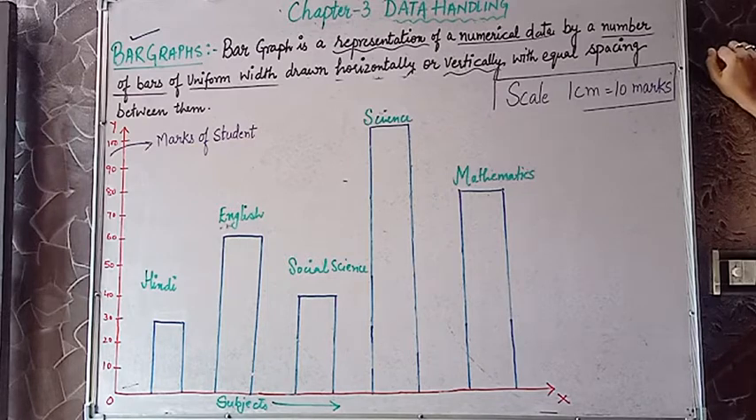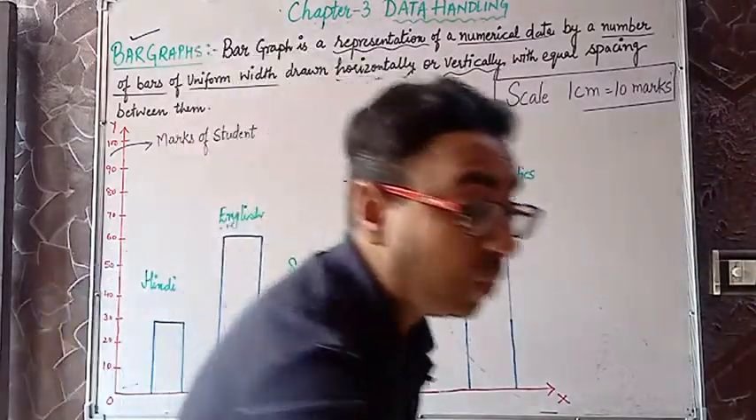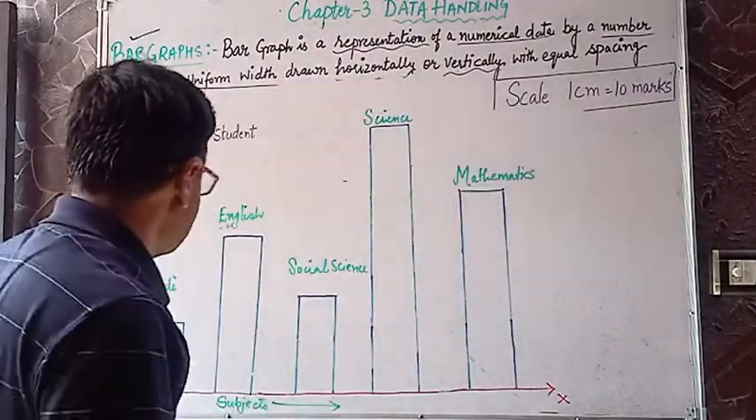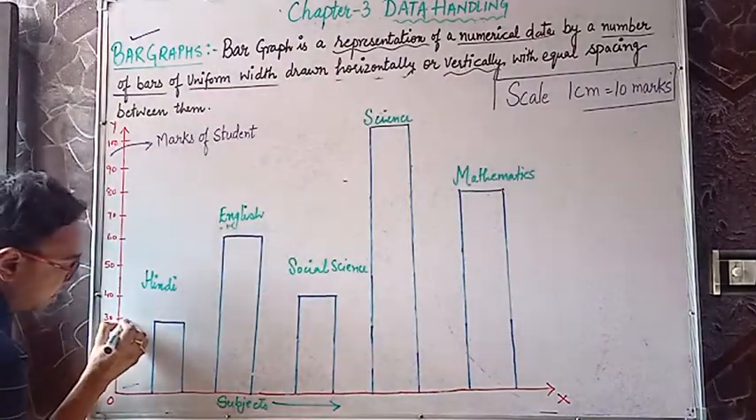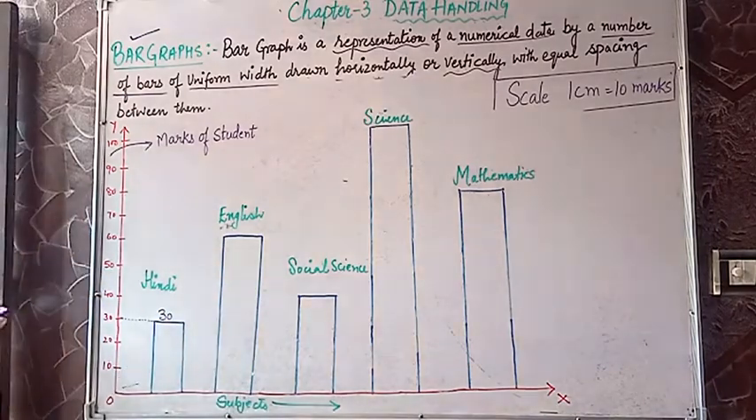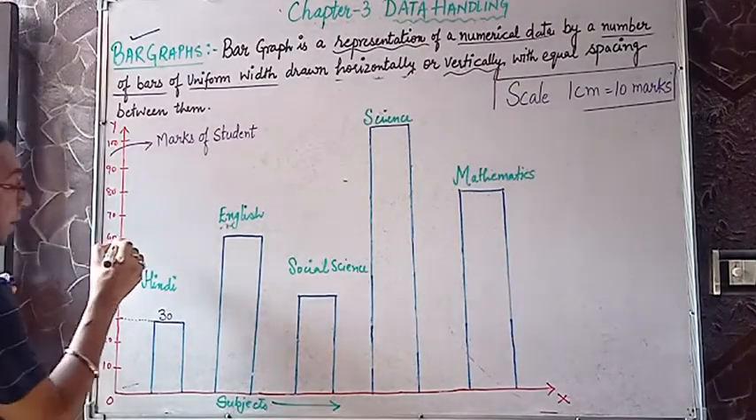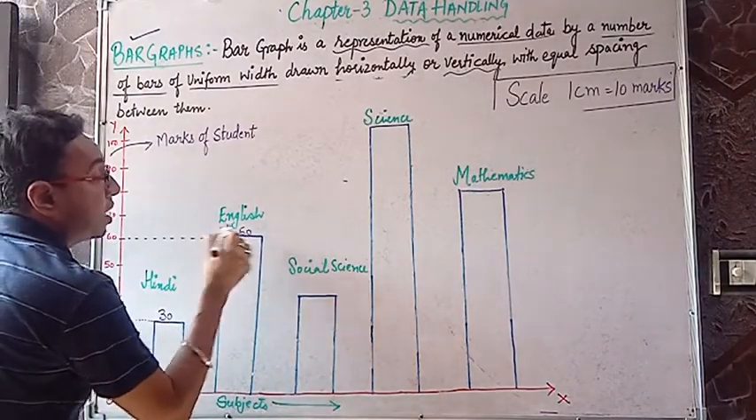But in Hindi, he got 30. But in English, he got 60 marks. How to read? This is also very important now. Let's see from here. This must be matching. It's 30. So how many marks did we get in Hindi? 30 marks. Clear? Now if I talk about English, we have to see this. He got 60 marks in English.